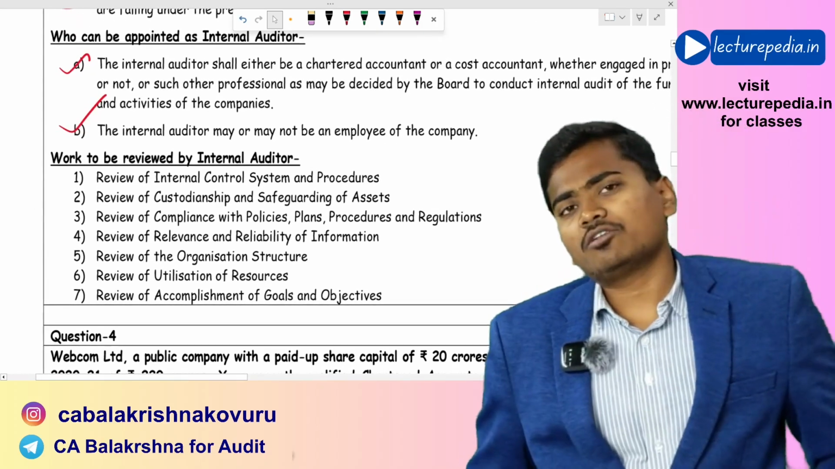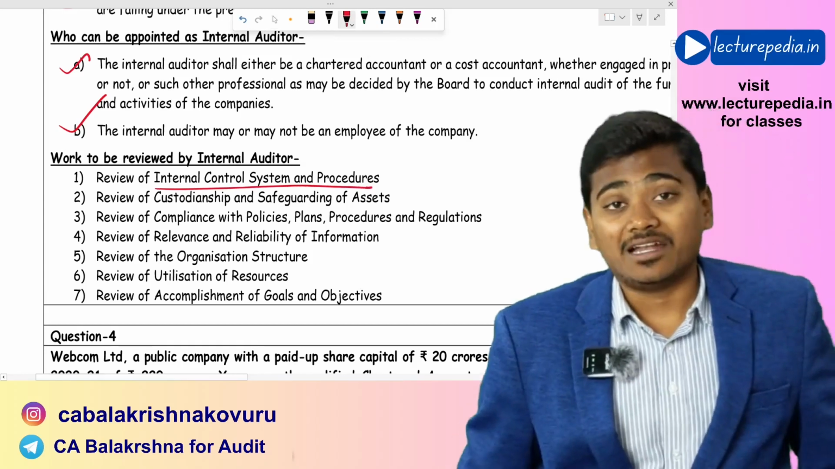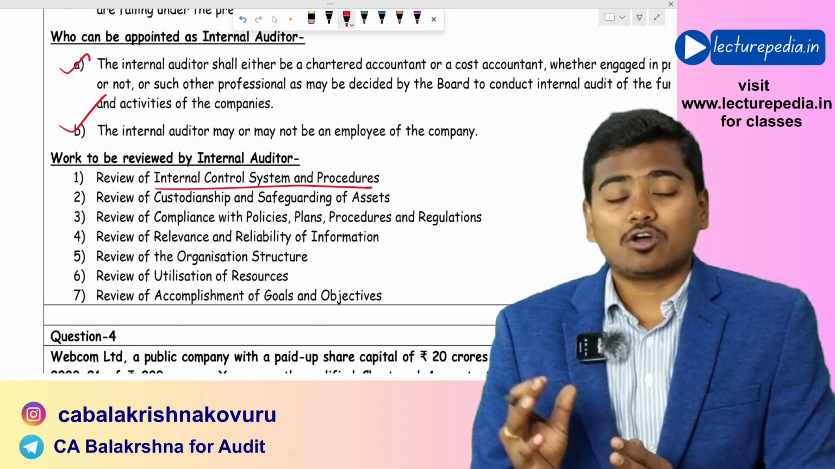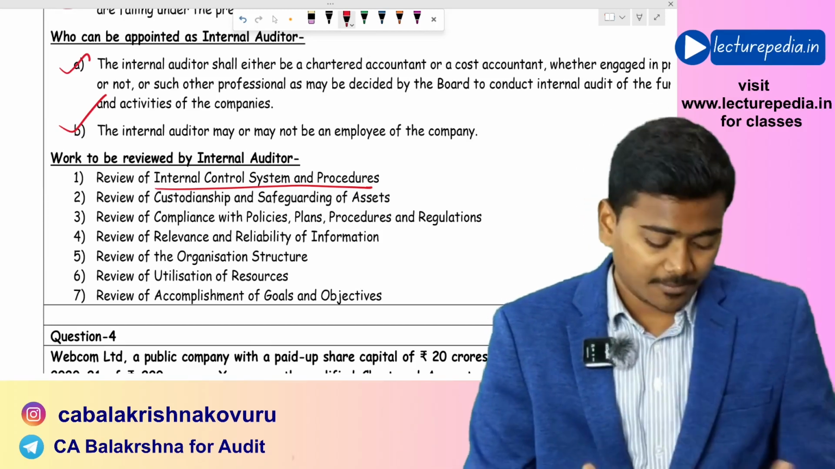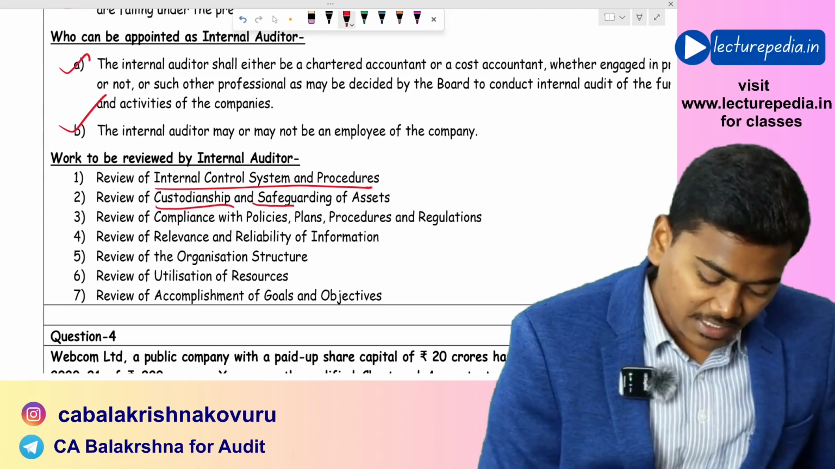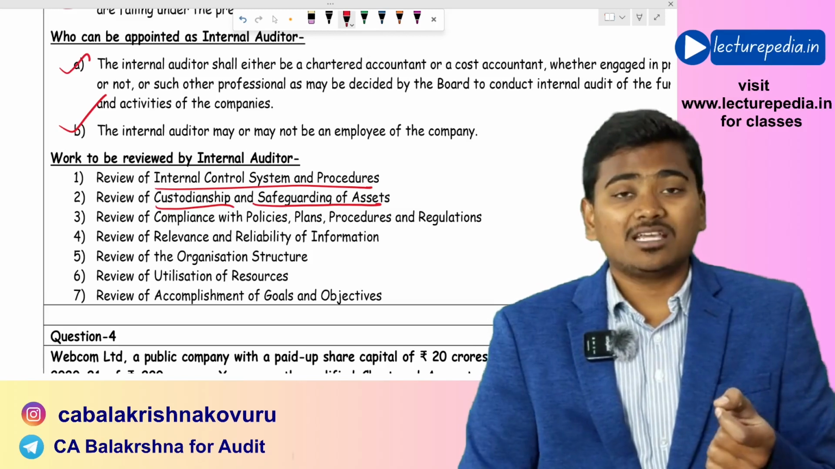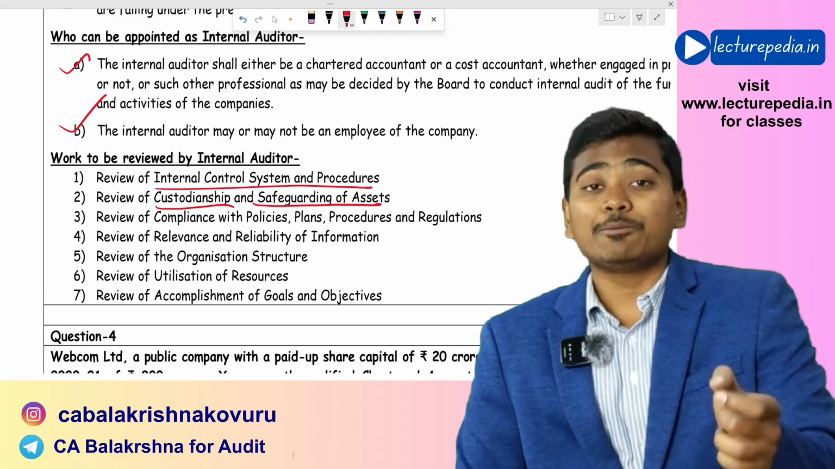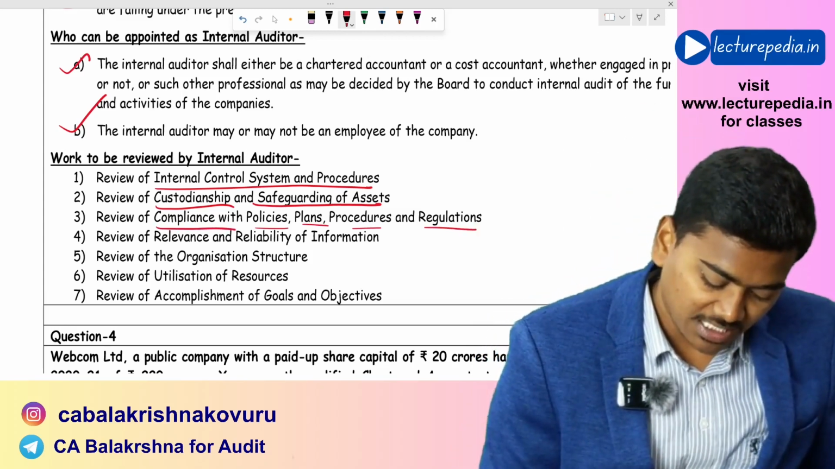First of all, the internal auditor will review whether the internal controls are working effectively or not, and he will also review the custodianship and proper utilization of assets of the company, whether there is any misutilization of assets, custodianship and safeguarding of assets. Then he will check whether the entity is complying with all the laws, regulations, policies and procedures that have been implemented within the entity, compliance with policies, plans, procedures, regulations.